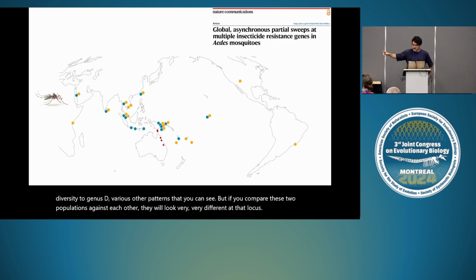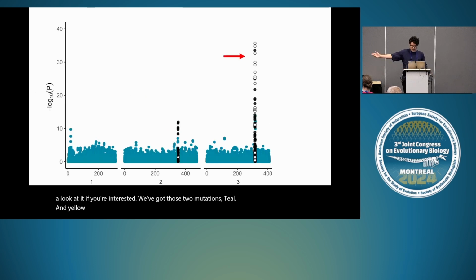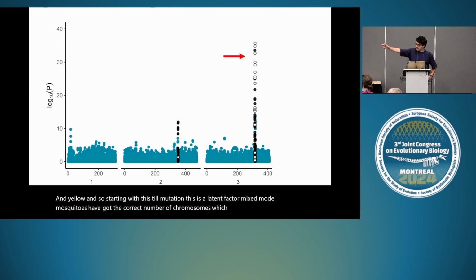So that's what I set out to do in this paper. This has just been published on Thursday, so have a look at it if you're interested. We've got those two mutations, teal and yellow. Starting with this teal mutation, this is a latent factor mixed model. Mosquitoes have the correct number of chromosomes, which is 3. And you can see there are 2 peaks here: one on chromosome 2, one on chromosome 3.